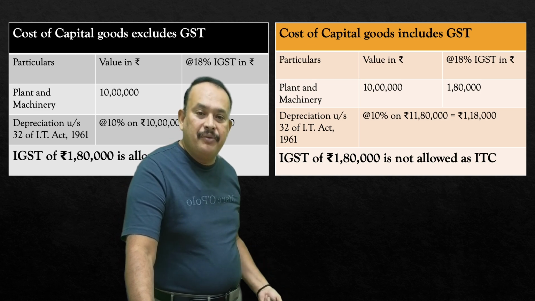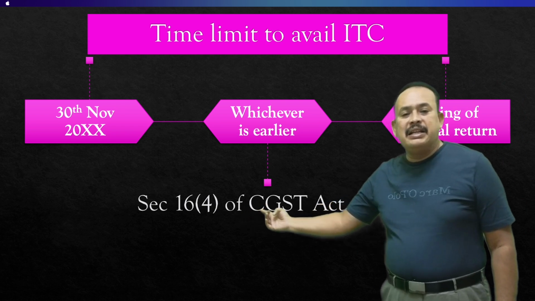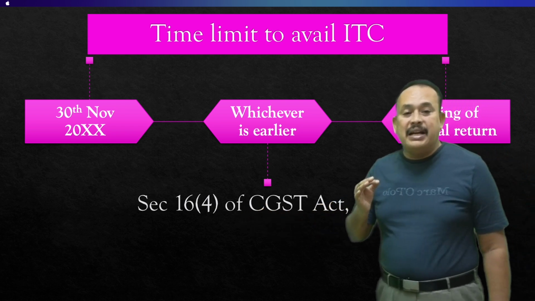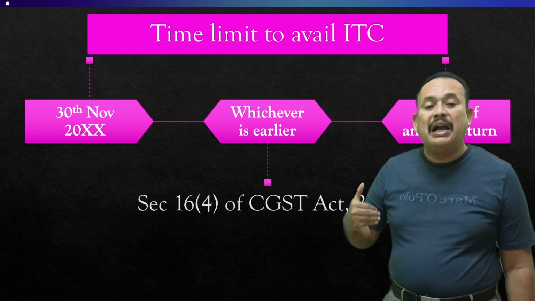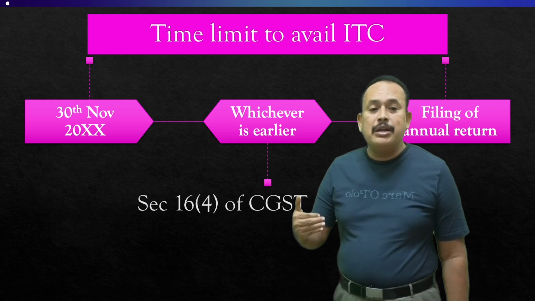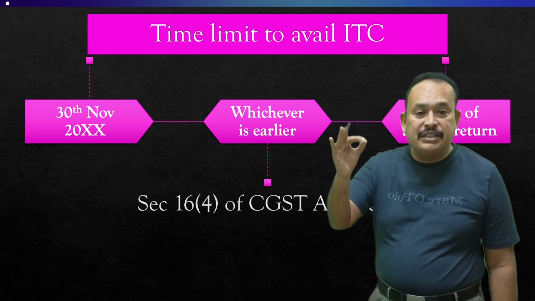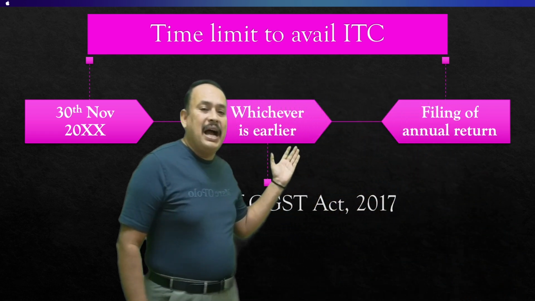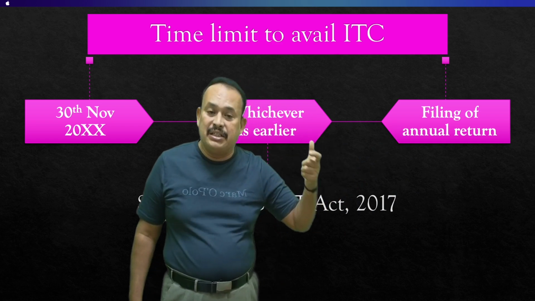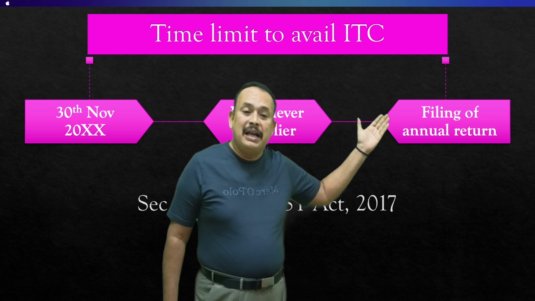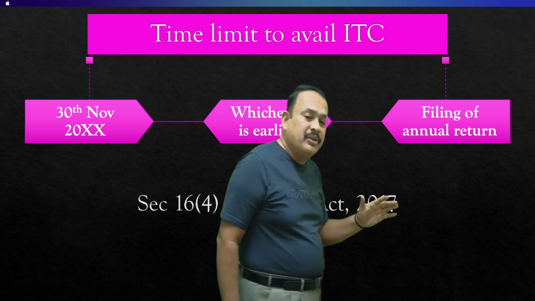So, further moving on from here, my dear sir, Section 16 subsection 4 of the CGST Act clearly speaks of the time limit to avail the ITC. What do you mean by it? I will explain with the help of an example, but first let us understand the provision. Time limit to avail the ITC: 30th November of the succeeding financial year, or the filing of the annual return for the given financial year in the succeeding financial year. Among these two, whichever is earlier. Repeating again.